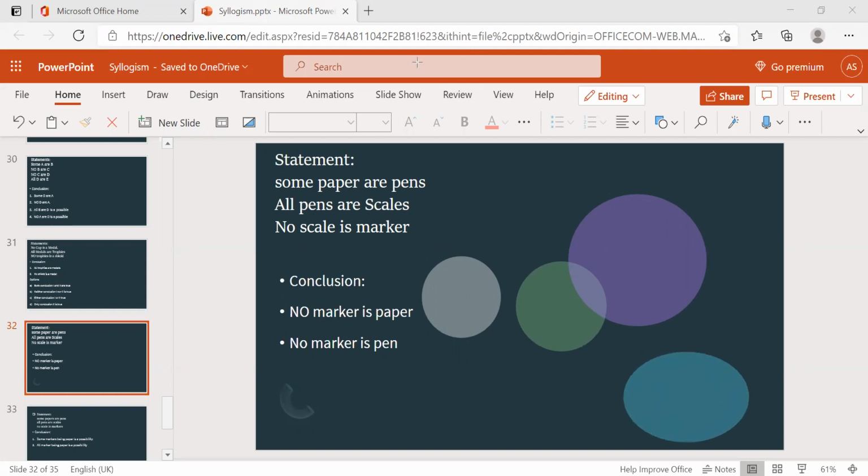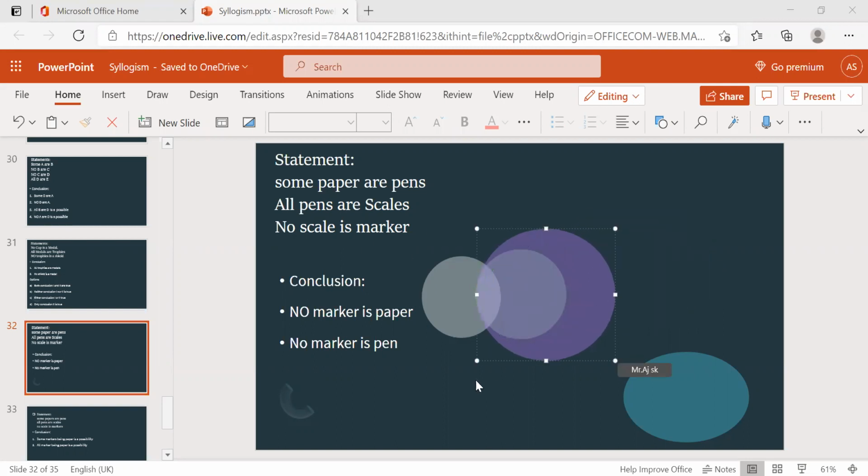Okay, now arrange this in a proper way. Totally 4. What they're saying: some papers are pens. They said it's a paper and it's a pen. And some pens are scales. All pens are scales. Okay, like this. You can take like this. Okay, all pens are scales.